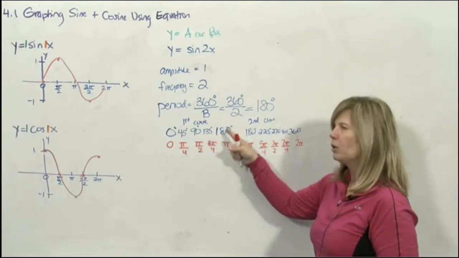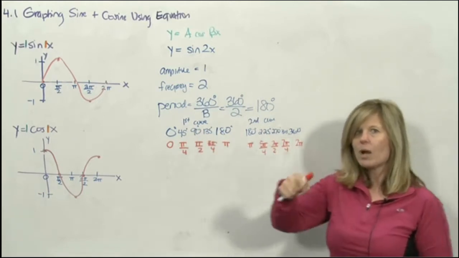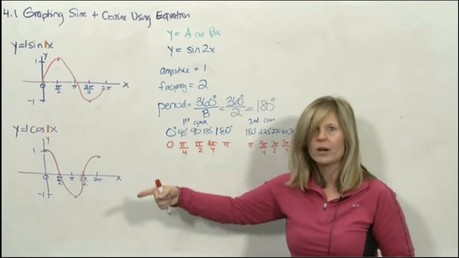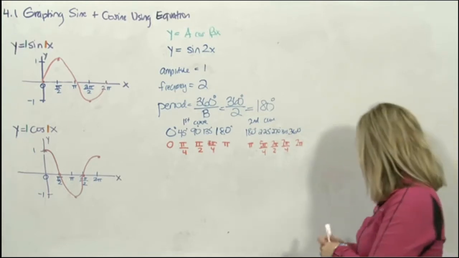We are all equally spaced. We're all going up by 45 degrees. So if we're going up by 45, we're going up by a pi/4. We keep adding 1/4 to each one. Now we have everything we need to set up our graphs.